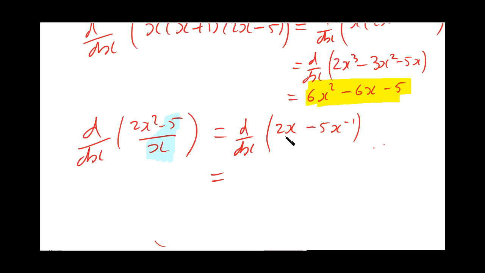Let's differentiate this. 2x just goes to 2. We should begin to get the pattern there by now. Minus 5 times minus 1 gives you a plus. Remember, times by the power gives you plus 5. Take 1 off the power gives you x to the minus 2. That's our answer.